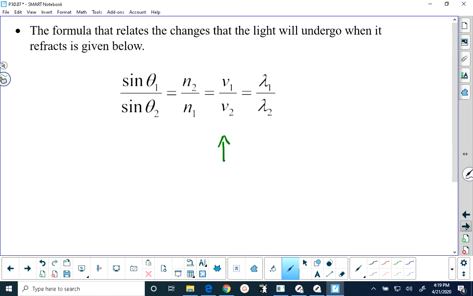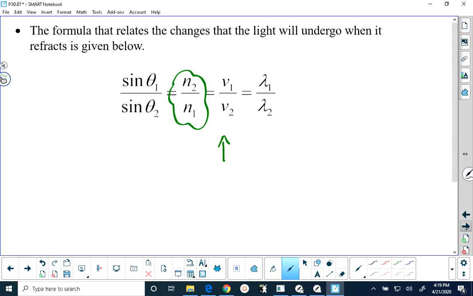By the way, this N2 over N1 is backwards intentionally. Everything else is 1 over 2. This is 2 over 1 because the bigger the value of N, the slower the light will move.